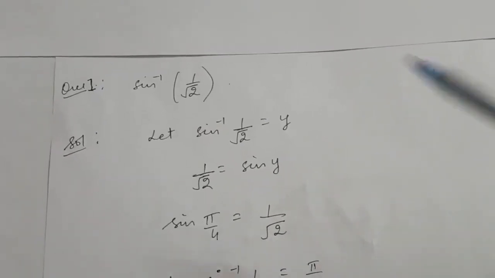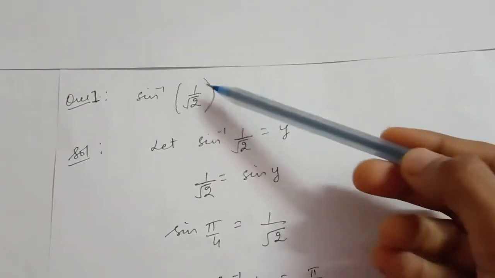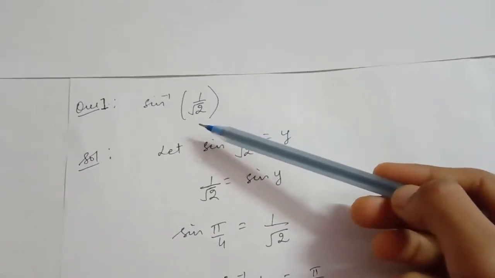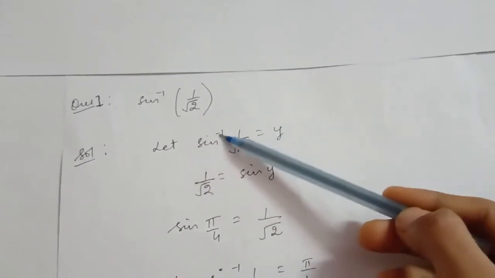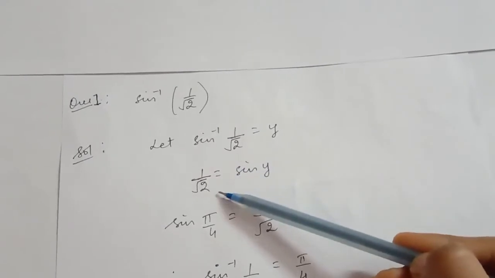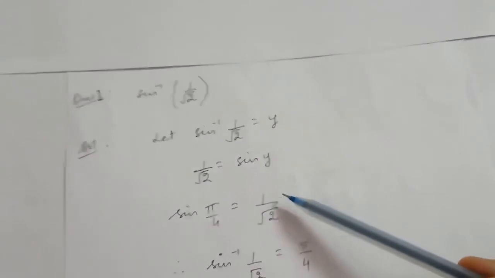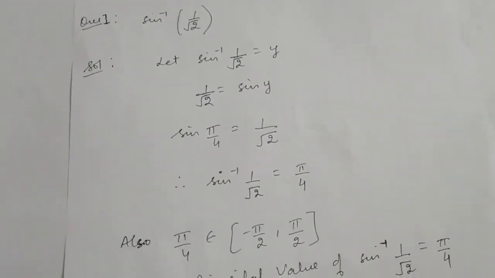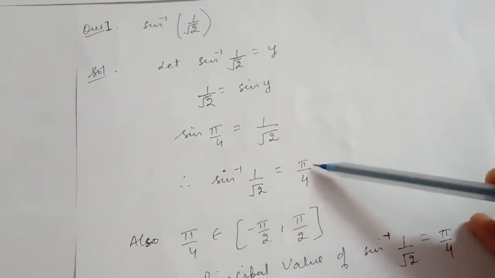That is, we have to find an angle such that the value of sine at that angle is 1/√2, and also that angle lies in the range of the principal value branch. So first of all, let sine inverse 1/√2 be y. Now 1 by root 2 will be sine y, and we know sine pi by 4 is 1 by root 2. So we can say that y is equal to pi by 4.